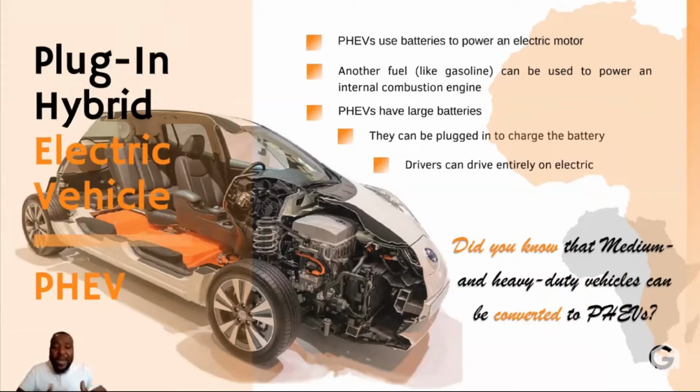With the plug-in hybrid electric vehicles, they use batteries to power an electric motor, and another fuel like gasoline can be used to power an internal combustion engine. They can be plugged in to charge the battery, as well as to fuel the combustion engine, or the ICE, also referred to. Drivers can also go entirely electric mode on the plug-in hybrid electric vehicles.